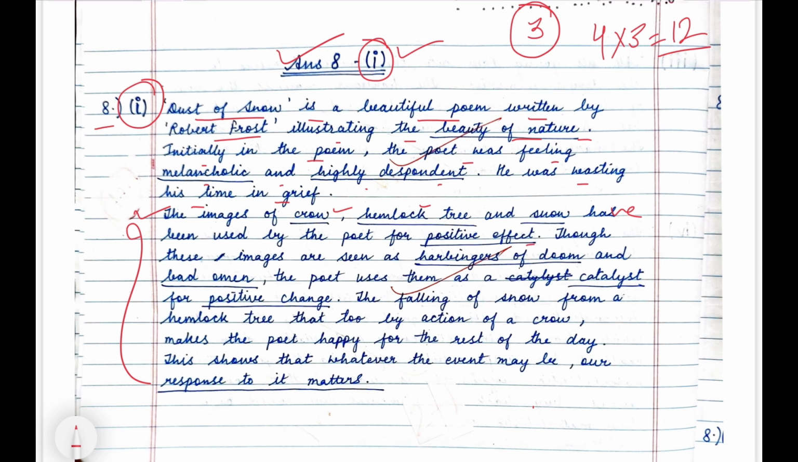Though these images are seen as harbingers of doom and a bad omen, the poet uses them as a catalyst for positive change. The falling of snow from a hemlock tree, that too by the action of a crow, makes the poet happy for the rest of the day.